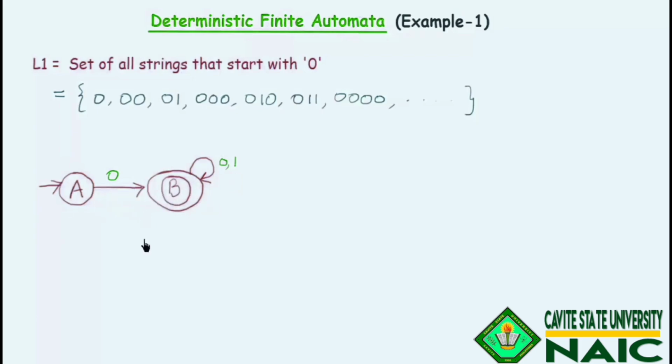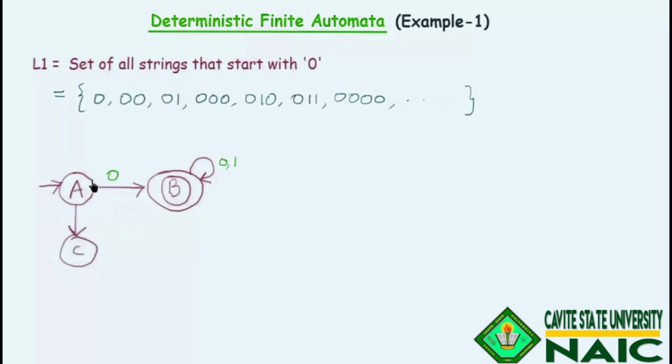Now is that complete? No, it's not complete. Why? Because we only mentioned what will happen if A gets the input 0, but we did not mention what will happen if A gets the input 1. A is my starting state, and if I get input 1, that means 1 is the first digit. Should that be accepted or not? No, it should not be accepted. I should accept only those strings that start with 0. So if it starts with 1, I send it to another state which I call state C.